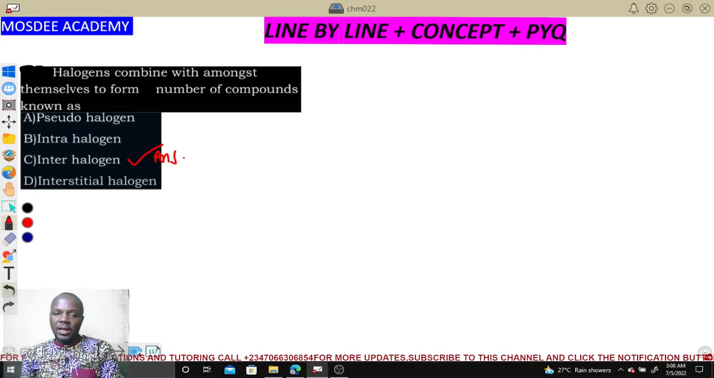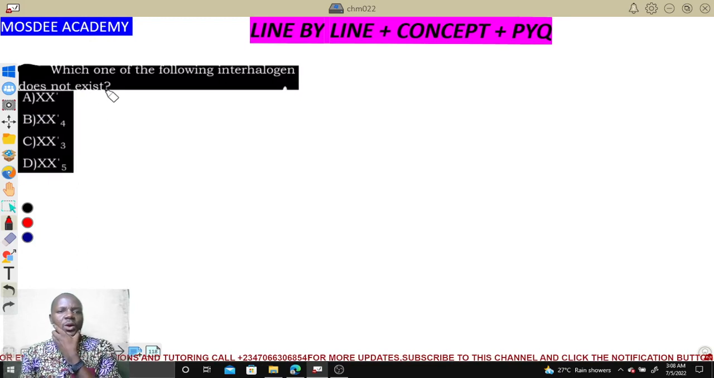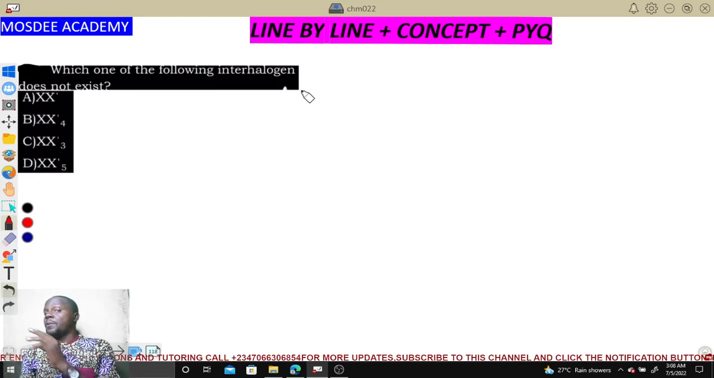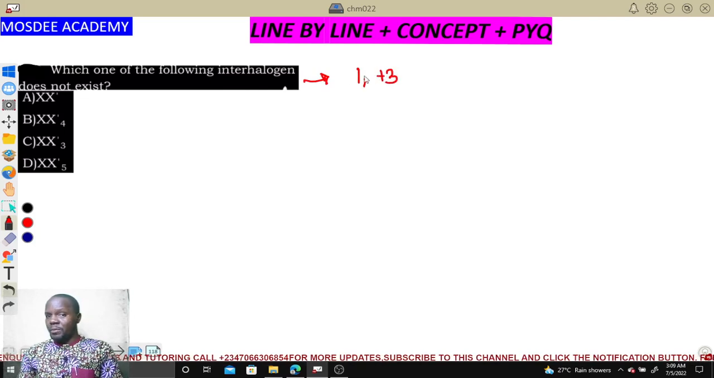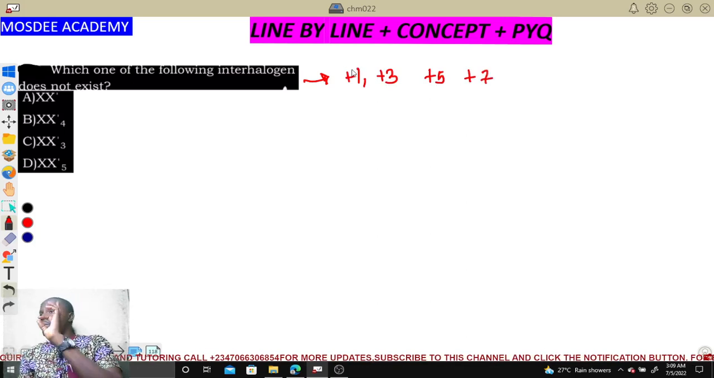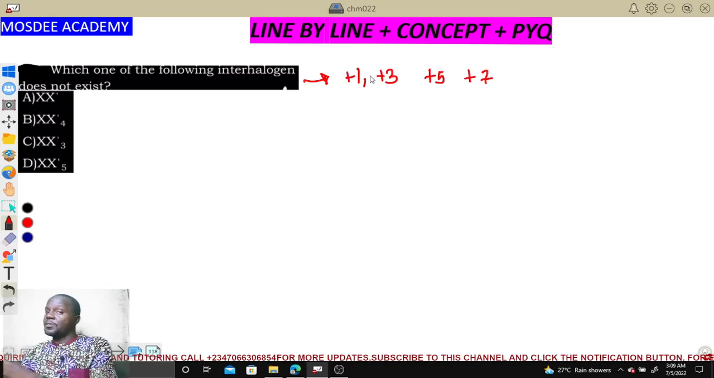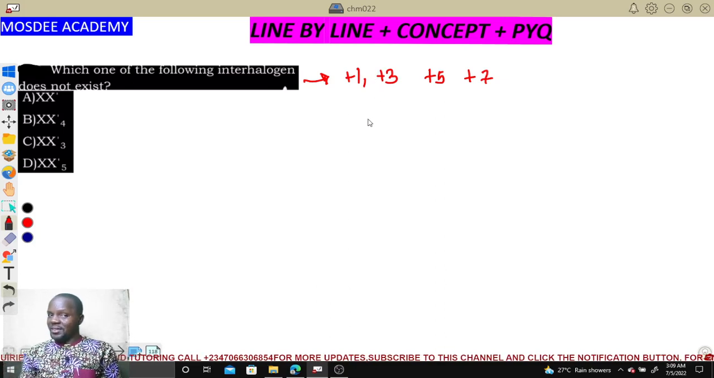Apologies, I need more water. Now, the next question is, which of the following interhalogen does not exist? Halogen plus halogen makes what? The oxidation states of halogen, I told you, are plus 1, plus 3, plus 5, and plus 7. It is only fluorine that has only one oxidation state, because of the absence of d orbitals. I talked about that. You remember?